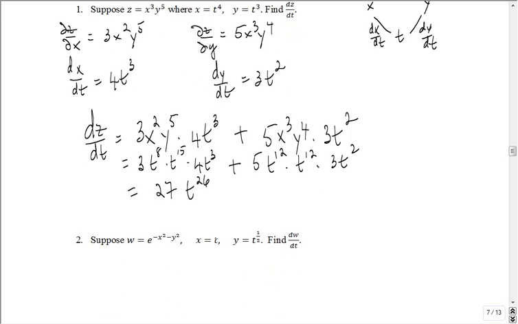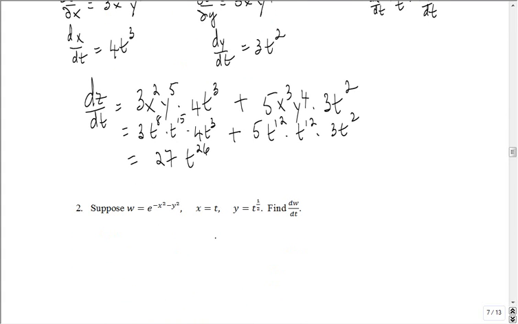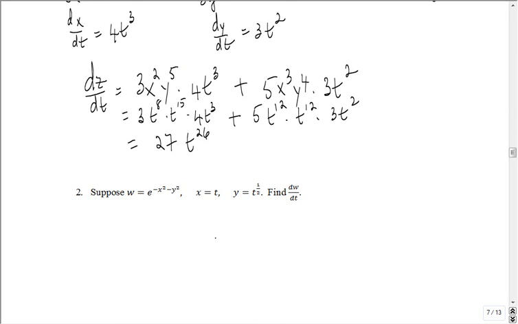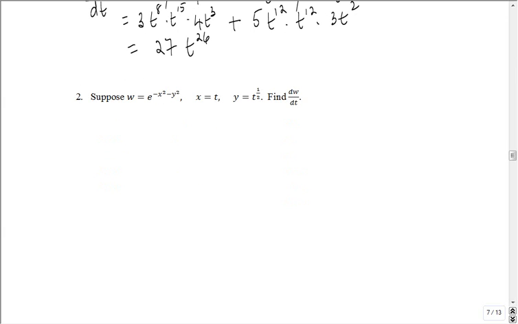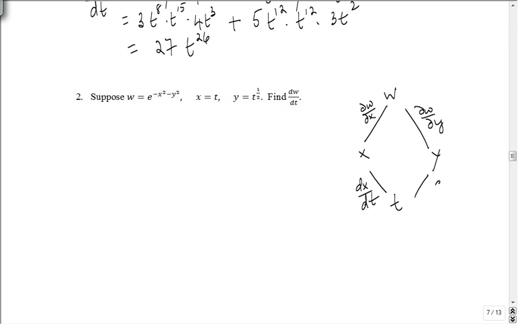Okay, next one. Suppose w equals e to the minus x squared minus y squared, x equals t, y equals t to the half, find dw dt. So again, if you want to draw the diagram on the right, w is a function of x and y, and x and y are functions of t. So you want to find partial of w with respect to x and with respect to y, and dx dt, dy dt. So we have to find these four.